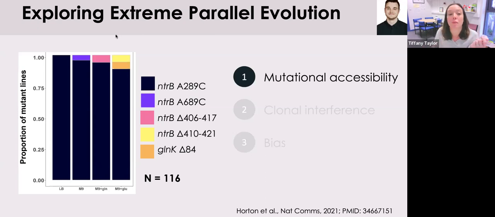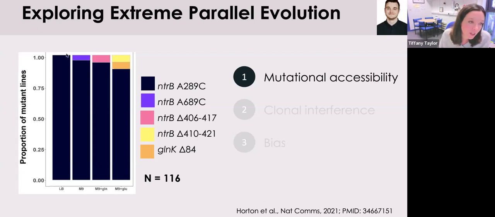The way that we tested whether there was only one or a few options for this motility phenotype is that we repeated this experiment a lot, and we did it across some different nutrient environments as well, just to see if the pleiotropic effect that we know existed with these NtrB mutations might reveal some rarer mutations that we hadn't uncovered yet.